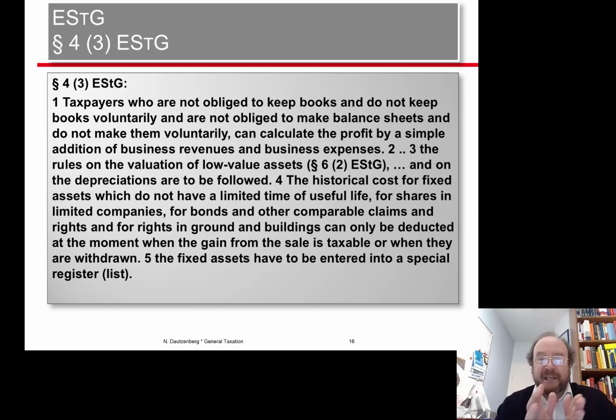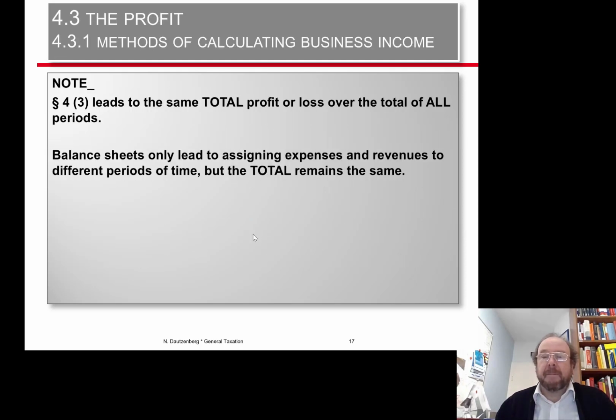Or when, as an alternative to a sale, you withdraw these things into the private sphere, because a withdrawal of an asset is usually treated as if you sell that asset to yourself at the market value, and so that would be the moment of the sale if you don't look at that in a strictly formal sense. And naturally, if fixed assets which are depreciated are sold, you must be able to find that out, so you must have a kind of an inventory and keep a list where all these things can be looked up.